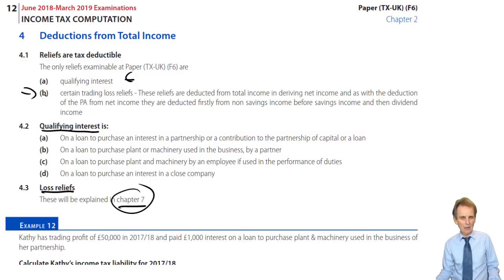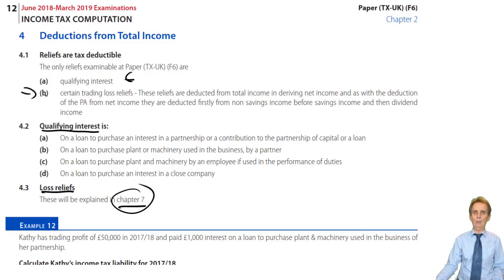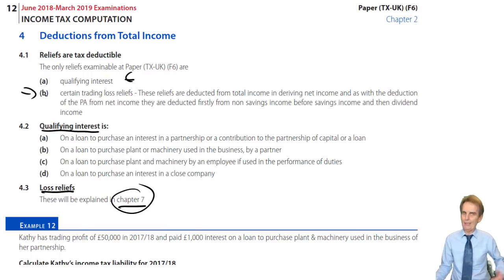Main thing for us to be aware of, what are these forms of qualifying loan interest? As we said back in our introduction to this chapter, all your main reasons as to why you'd have a loan and you'd pay interest thereon, like you've got a mortgage to buy your house, you've got a loan to buy a car, none of these achieve tax relief. And as we'll see here, they're usually to do with work.